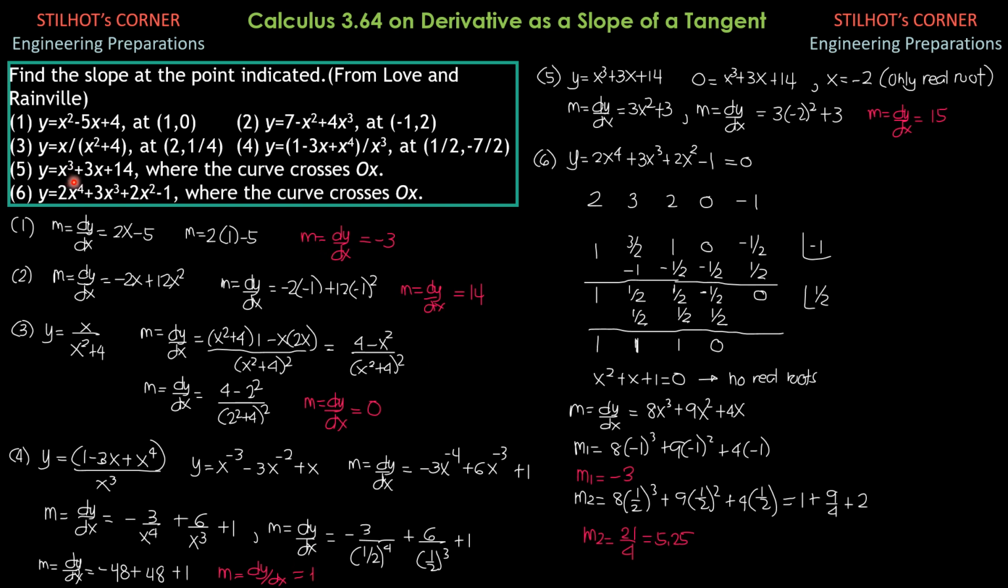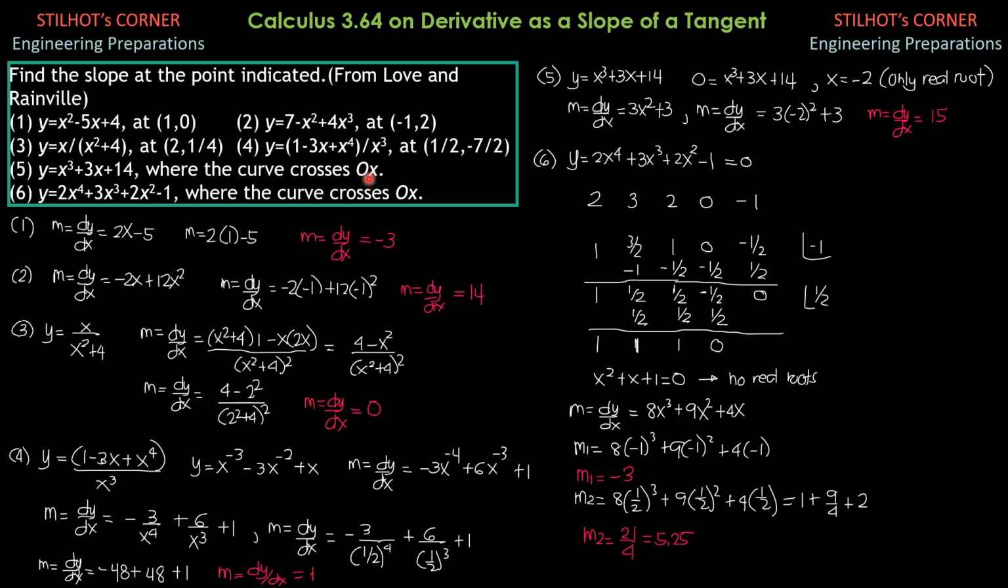Number 5, y equals x cubed plus 3x plus 14, where the curve crosses the x-axis, or OX. The point where the curve crosses OX has a y-coordinate value of 0.